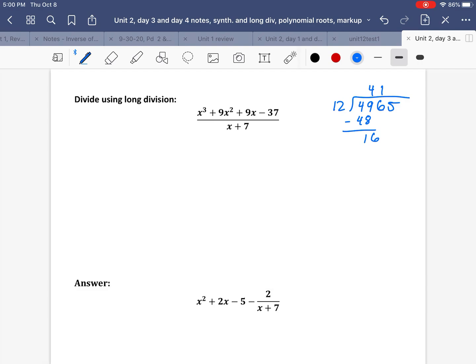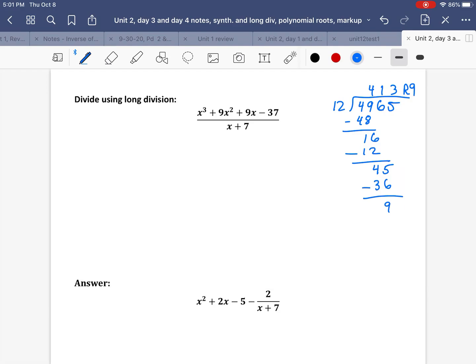And then 12 times 1 is 12, so I'm going to subtract. Bring a 4, and then bring a 5 down. 12 goes into 45 only 3 times. And then that makes 36, so then I subtract, and my remainder is 9. And so there's all kinds of ways to write the remainder and so forth, but you're going to do it like we did earlier on the synthetic division problems.